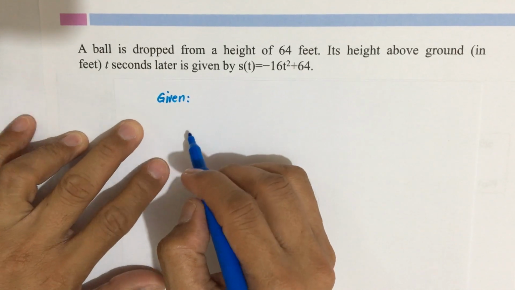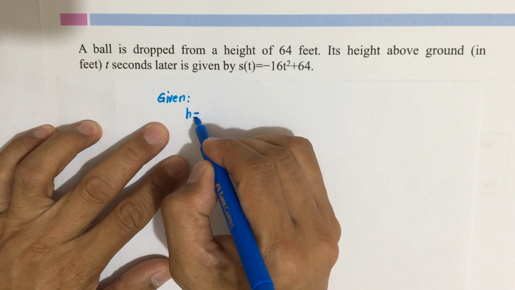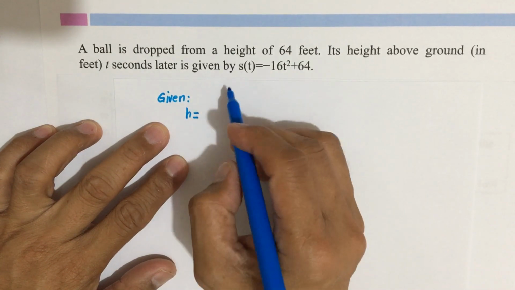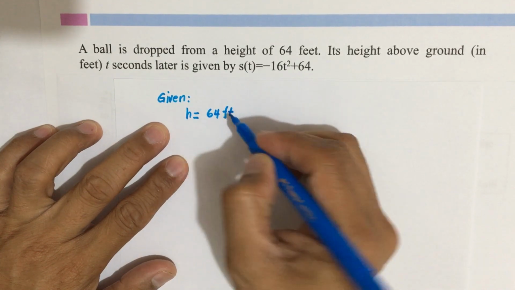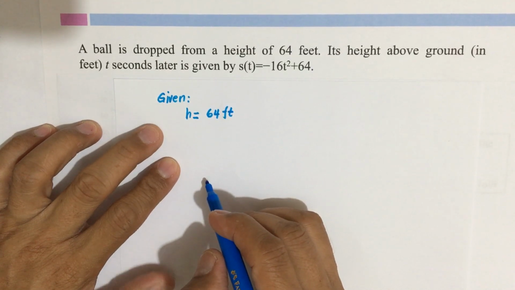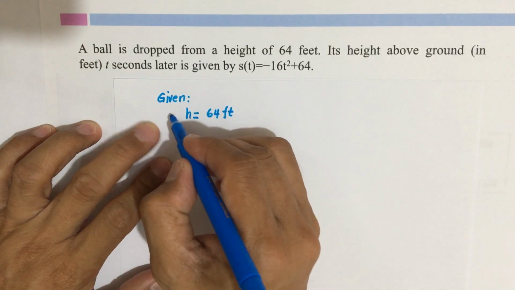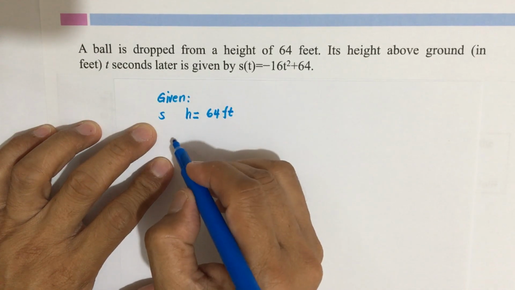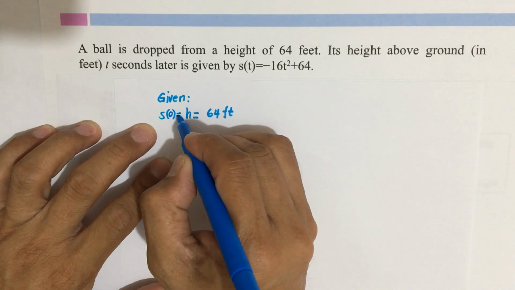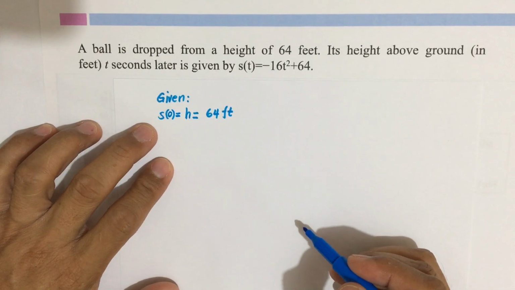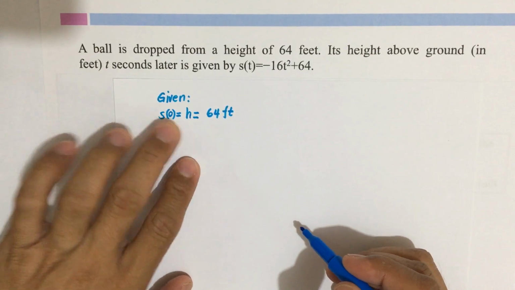So we're given the height, no? The height where a ball is dropped, and that is 64 feet. And this is our S. So S sub 0. Okay, what does it mean, S sub 0? So this is the position of the ball at t equal to 0.